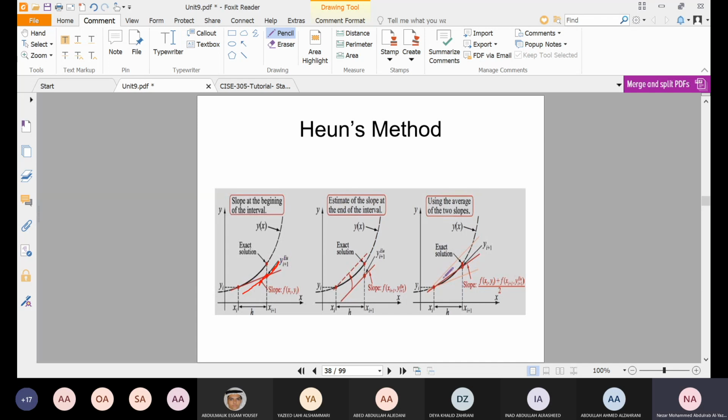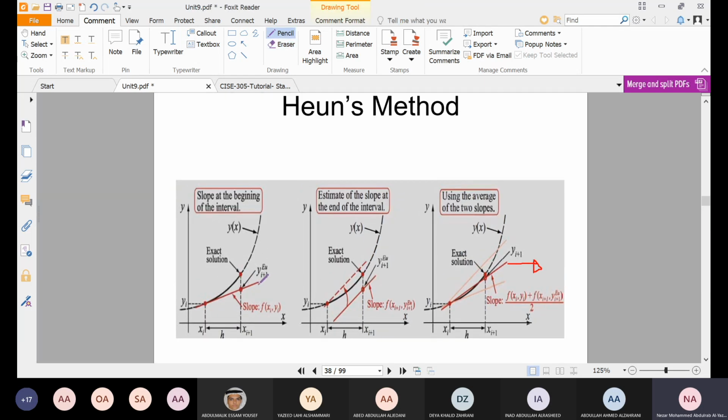If we average them, we can finalize with a more accurate estimation. So this will be the new estimation that we have. This is the average of the two slopes. This is the beginning. This is the Euler method. You can see the Euler method is too far. It goes far from the curve, from the ODE, the solution, or the exact solution.